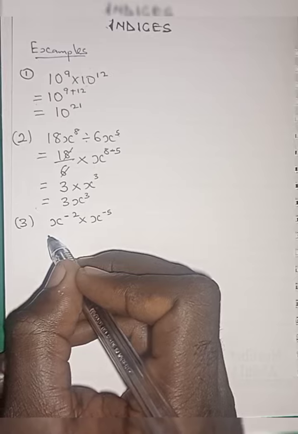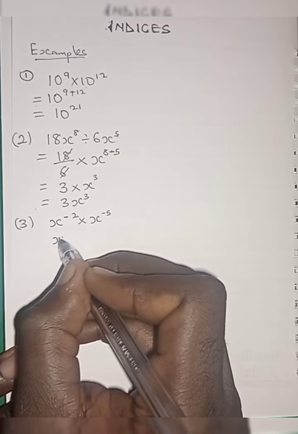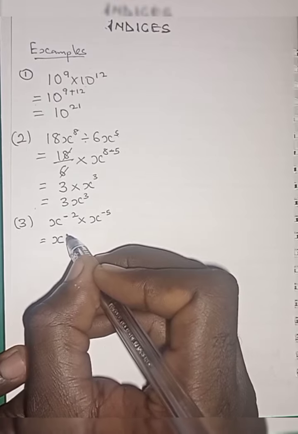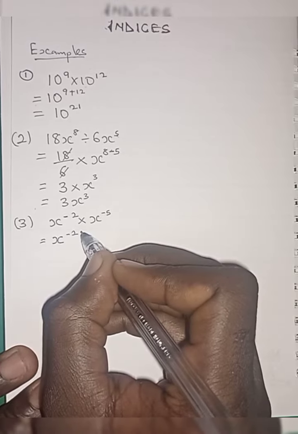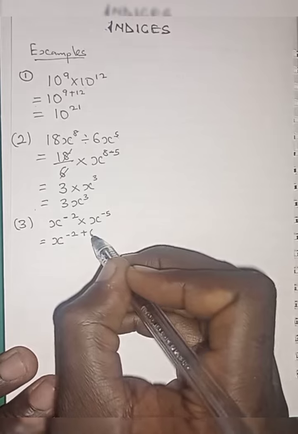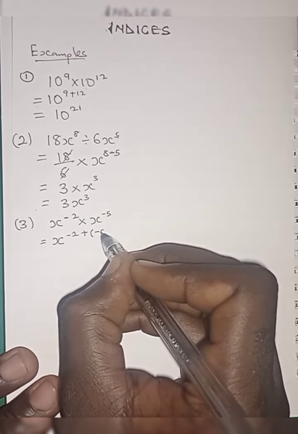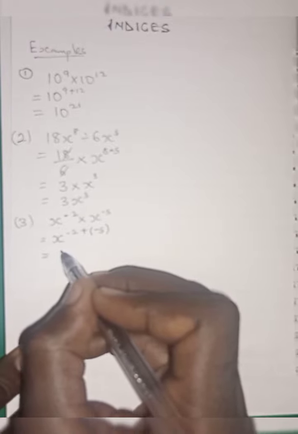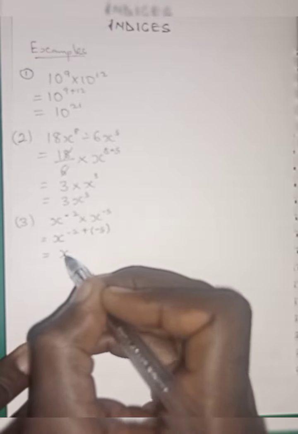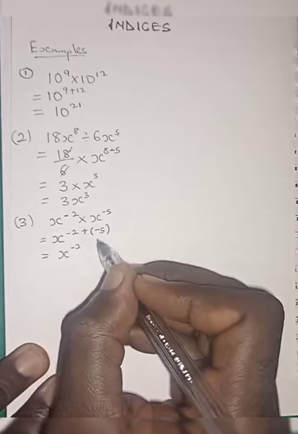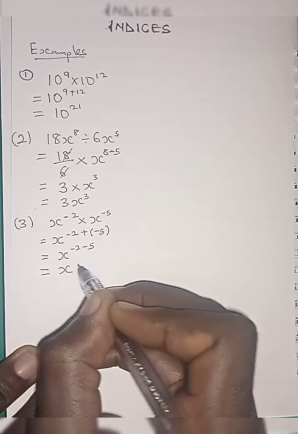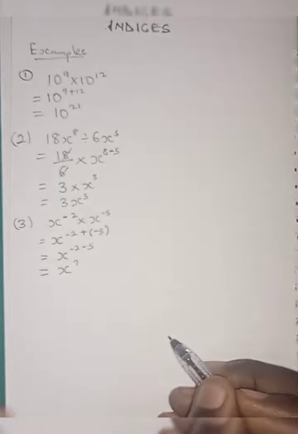So in this case, we can say x raised to power minus 2 plus, open brackets, minus 5. So in that case, we are going to say x raised to power minus 2 plus minus 5, and our answer is going to be x raised to power minus 7. Alright, so let's move on to our fourth example.